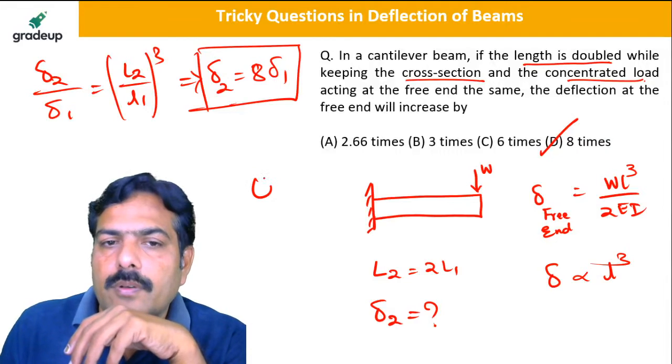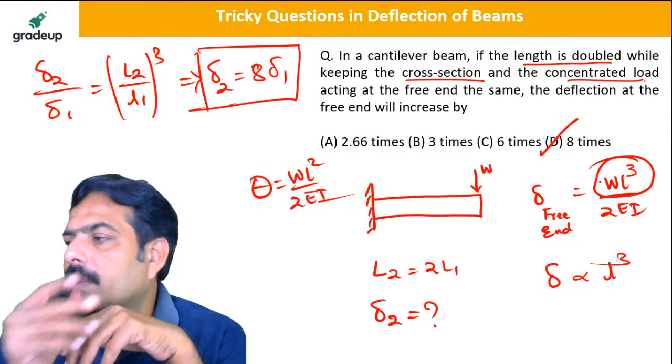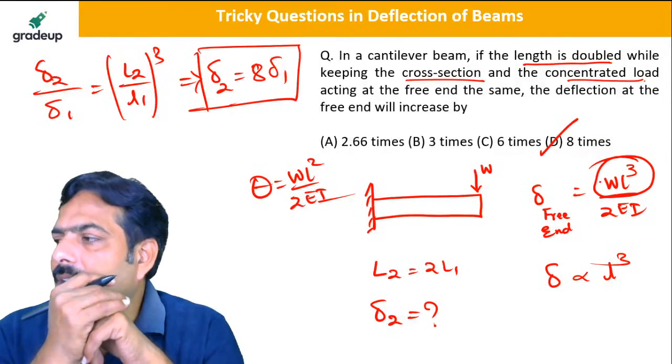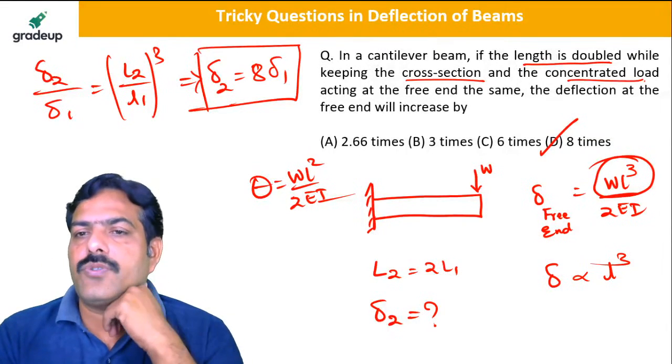For slope, it is WL square by 2EI. But for deflection, it is L cube. Is it clear now? So let's proceed to the next question, my dear friends.